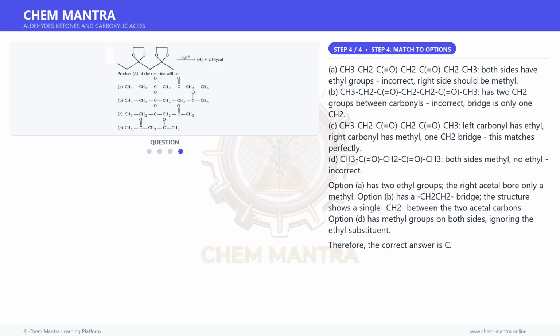Incorrect. Option A has two ethyl groups. The right acetal bore only a methyl. Option B has a CH2CH2 bridge. The structure shows a single CH2 between the two acetal carbons. Option D has methyl groups on both sides, ignoring the ethyl substituent.